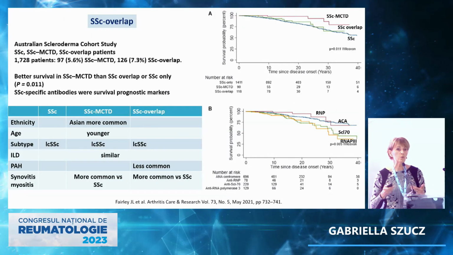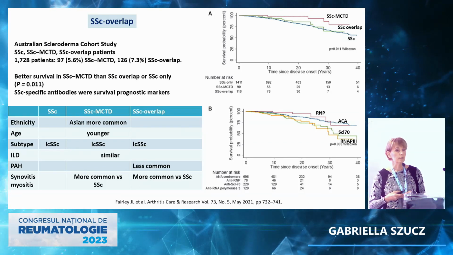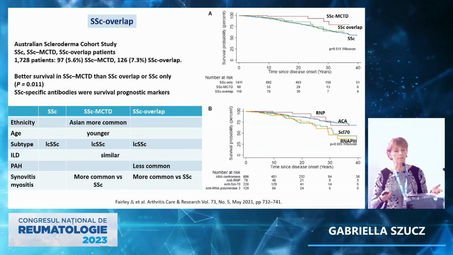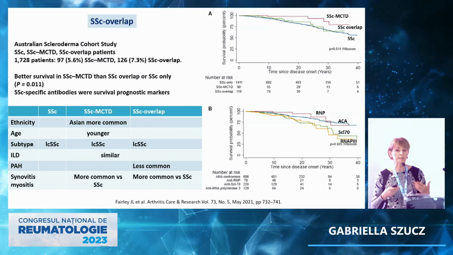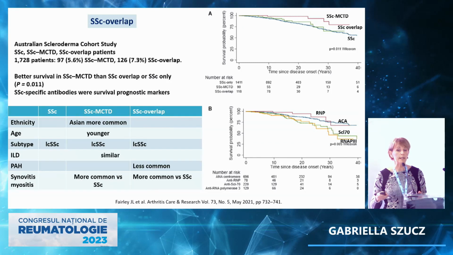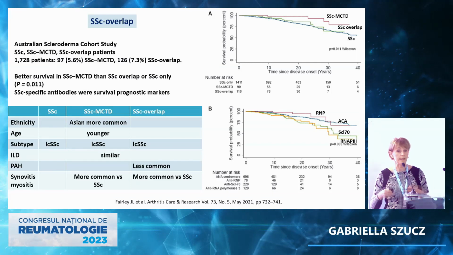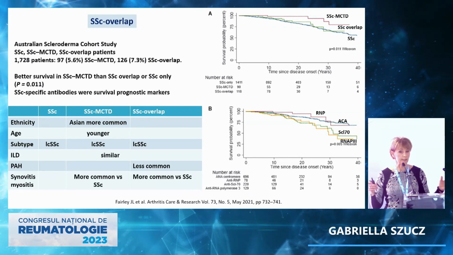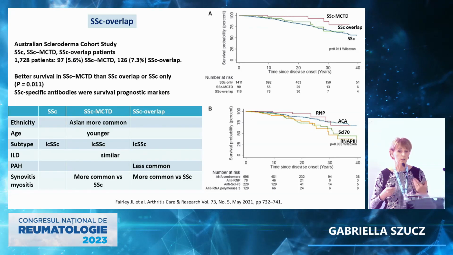There is a special analysis from the Australian Scleroderma Cohort Study, where more than 1,000 patients were involved. One part of the patients was systemic sclerosis-MCTD overlap, another part systemic sclerosis with other overlap. And you can see the difference. There are more Asian patients in the SSc-MCTD overlap than in the other. They were of younger age, the limited form occurs equally, and PAH was less common in the SSc-ILD overlap.